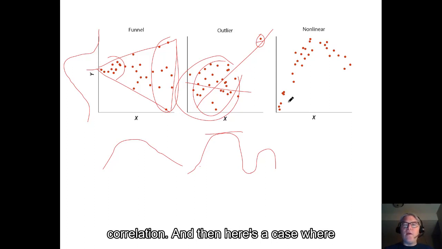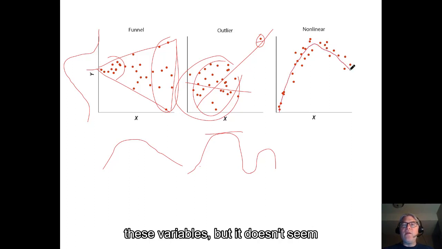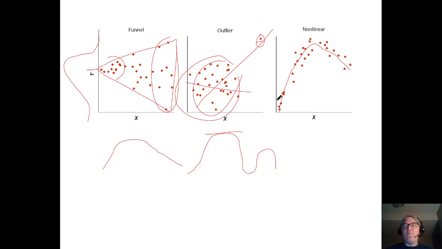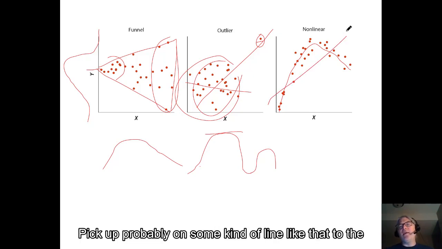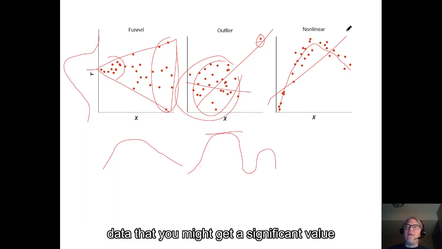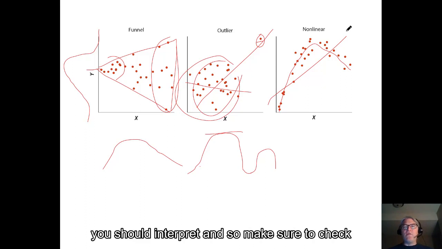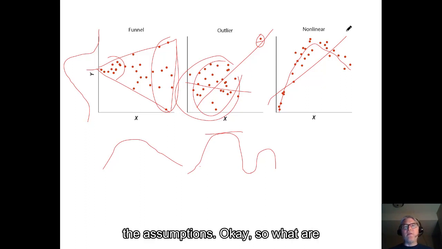And then here's a case where there does seem to be a relationship between these variables, but it doesn't seem to be a linear one. It's not a straight line. So once again, if we did a correlation, it would pick up probably on some kind of line like that through the data set. You might get a significant value, but it's really not a meaningful value that you should interpret. And so make sure to check the assumptions.